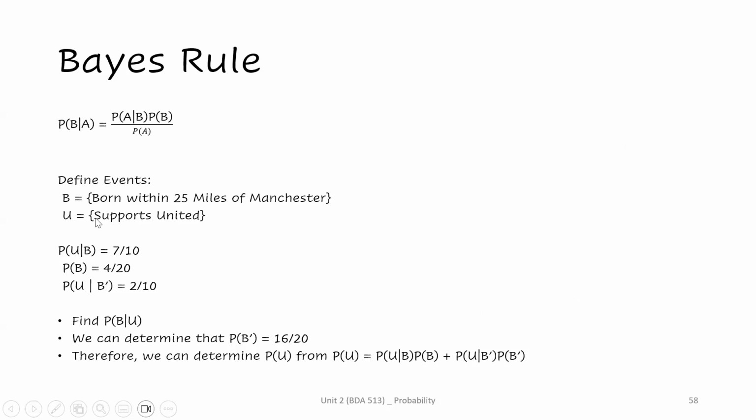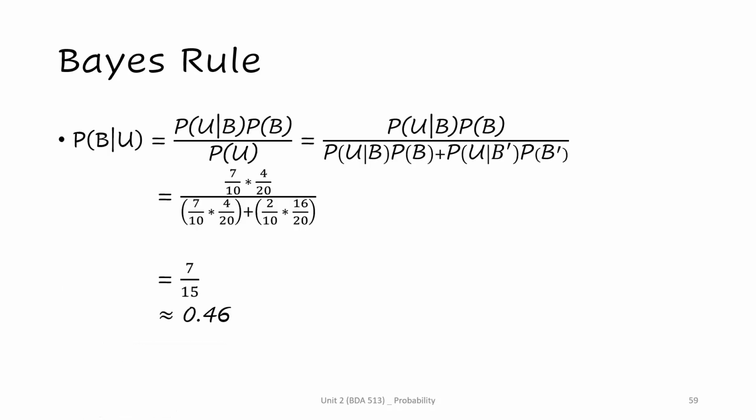Okay, so the probability that somebody supports Manchester United born within 25 miles is 7/10. The probability that somebody is born within 25 miles is 4/20. Therefore, the probability that somebody is not born within 25 miles is 16/20. Okay, we get that one. And the probability that somebody supports United but is not born within 25 miles is 2/10. So now we have all the components. Let's put them all together.